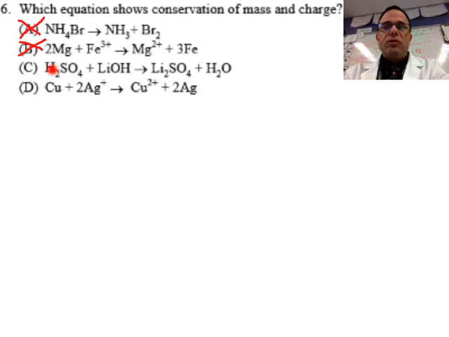For C, we have a total on the reactant side of 3 hydrogens. 3 moles of hydrogens, 2 here, 1 here. On the product side, only 2 moles of hydrogen. It is already eliminated itself. So it's looking like D would be great, but let's confirm.